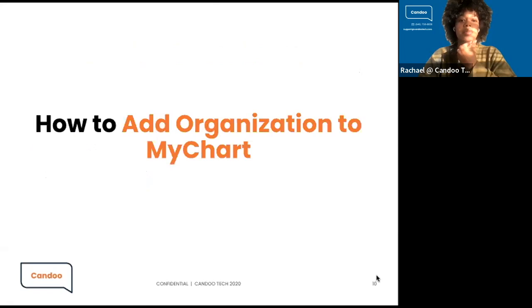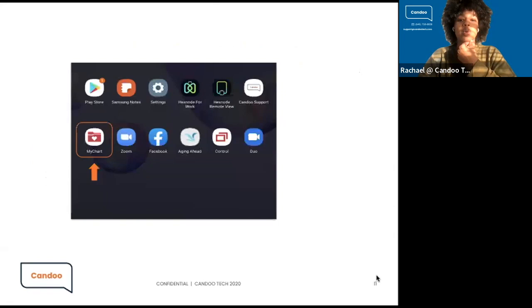First off, we're going to start by adding an organization to MyChart. Now, you would have to have already installed the MyChart app on your device. If you have an Android device, you would want to go to the Play Store, search for MyChart, and install it. If you have an Apple device, you would want to go to the App Store on your device and install the app through the App Store.